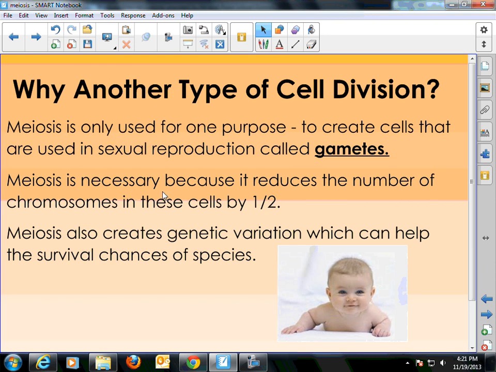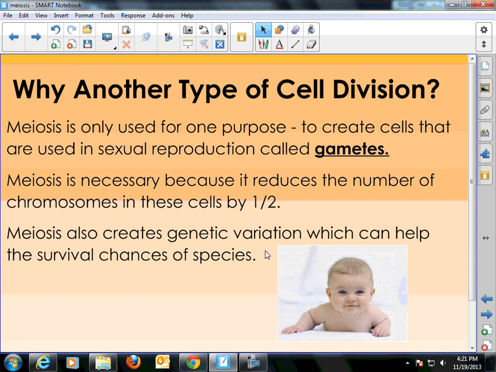Now, what's so special about meiosis, and why can't we just use mitosis? Well, meiosis is necessary because it reduces the number of chromosomes by 1/2. And in order to have two parents combine cells together in order to make a baby, you have to reduce that number of chromosomes by half. Otherwise, every generation, the number of chromosomes would be doubling in the offspring. And eventually, the cell would be so full of chromosomes that the baby couldn't possibly function. And so meiosis is necessary to keep that number of chromosomes the same.